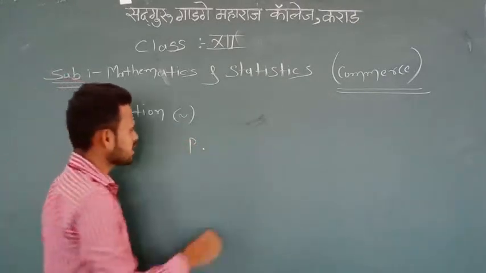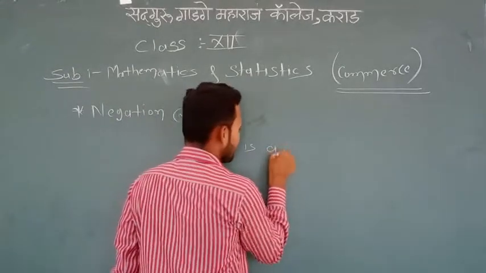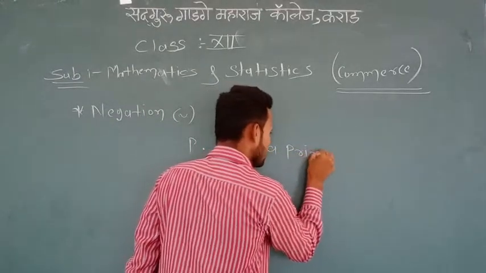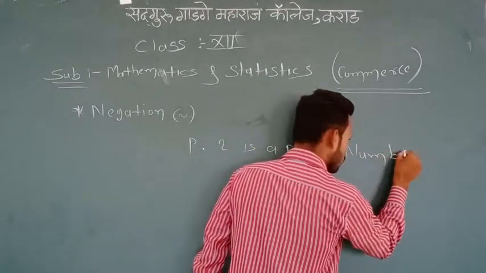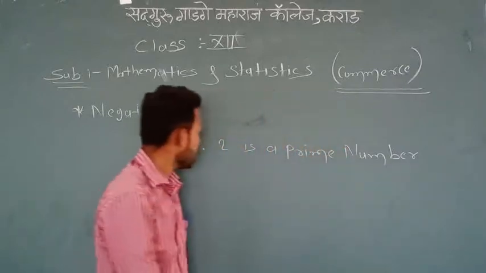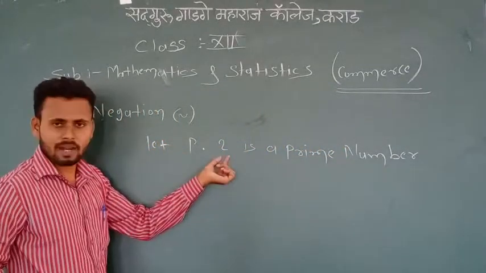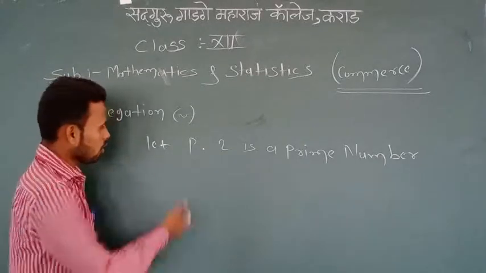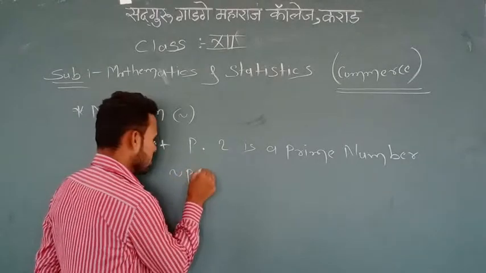For example, let P be the statement that 2 is a prime number. Now, what is the negation of P?